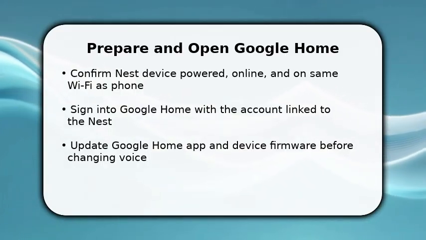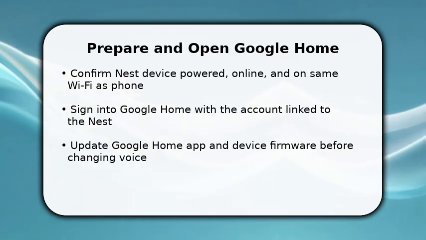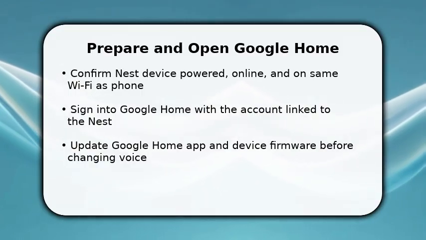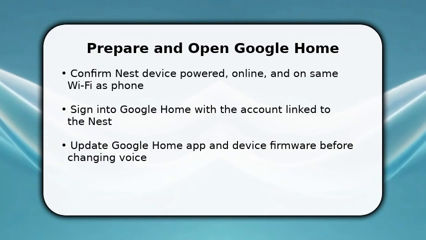Now tap the Nest device card to enter device settings. This is where we change voice options. Move deliberately. The app will guide you to the right menu. You should now be inside the device settings.